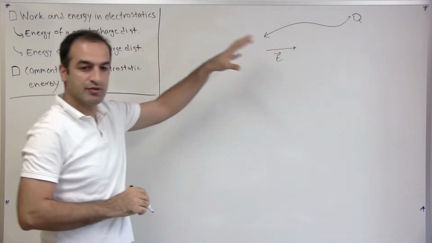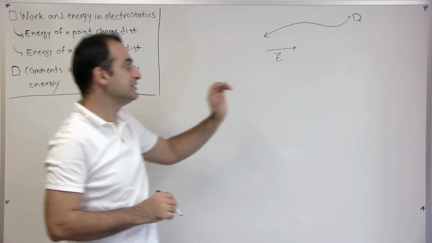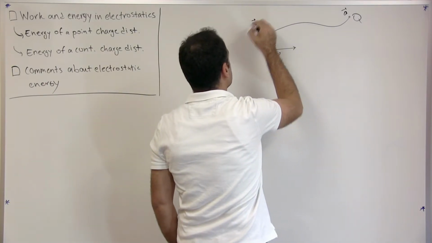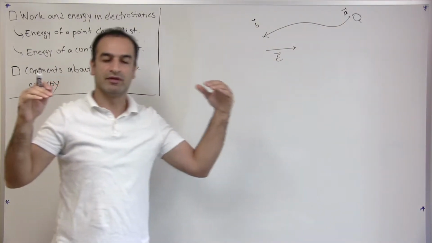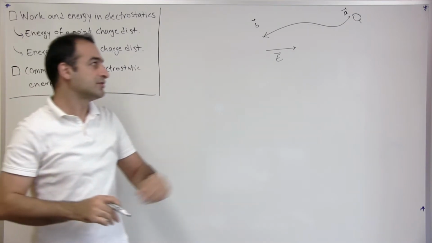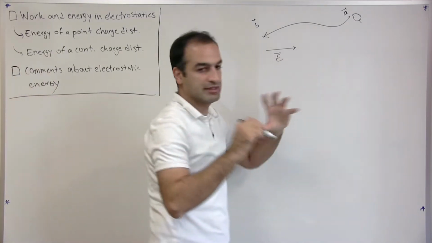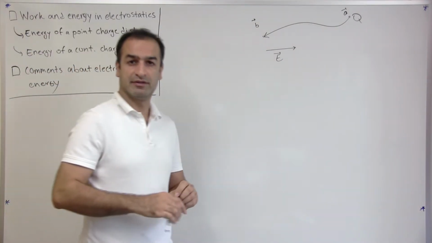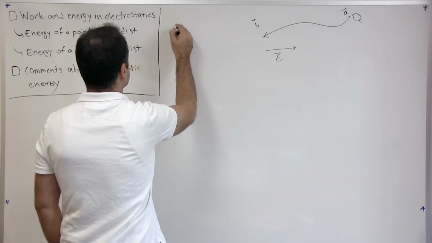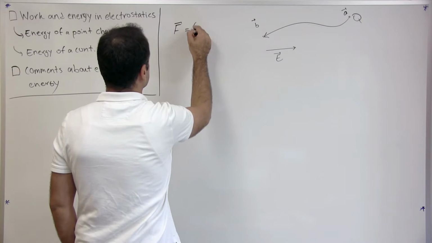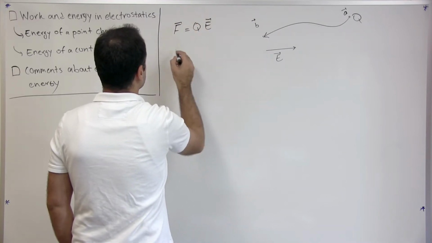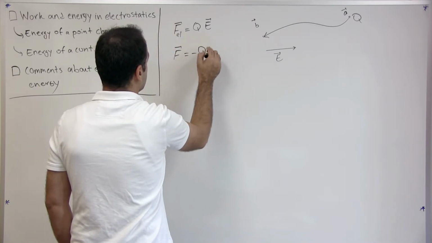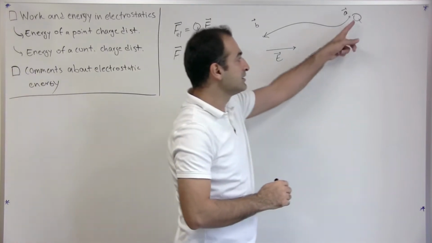If you want to move this charge from point A all the way to point B, you need to overcome the electrostatic forces. It could be repulsion or it could be attraction, but whatever that force is, if you want to make that move, you need to overcome the force of the electrostatics. The force of the electric field is Q times E, and to overcome this, you need to exert a force of negative QE along this path.